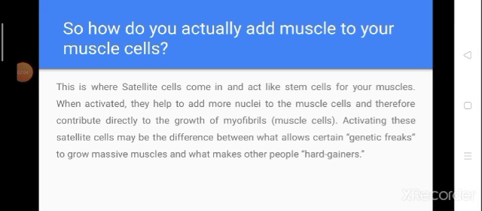So how do you actually add muscle to your muscle cells? This is where satellite cells come in and act like stem cells for your muscles. When activated, they help to add more nuclei to the muscle cells and therefore contribute directly to the growth of myofibrils, that is muscle cells. Activating these satellite cells may be what allows certain genetic freaks to grow massive muscles and what makes gains harder for other people.